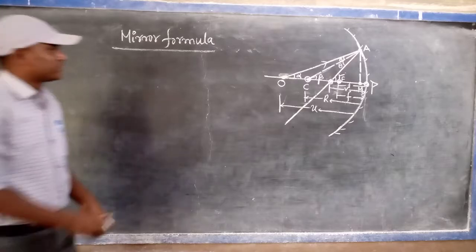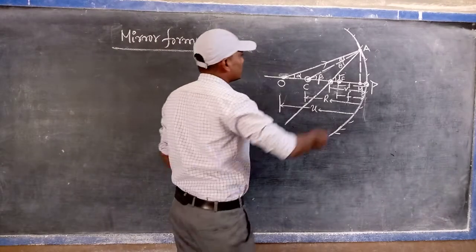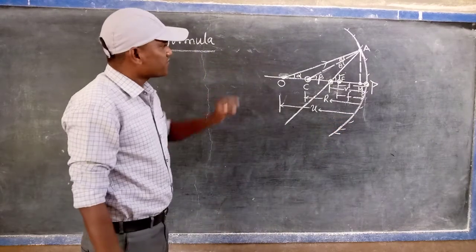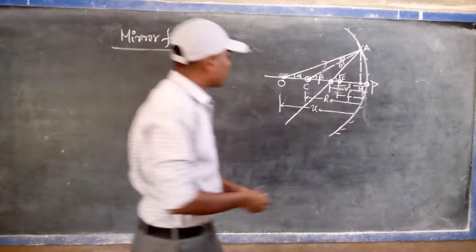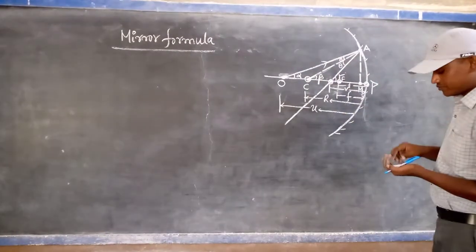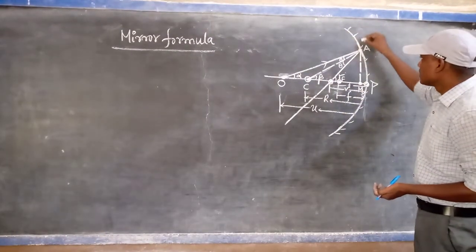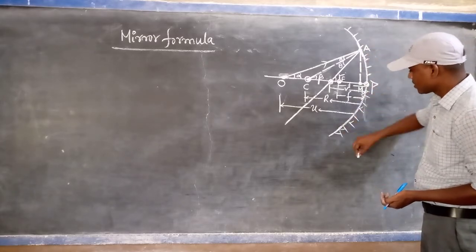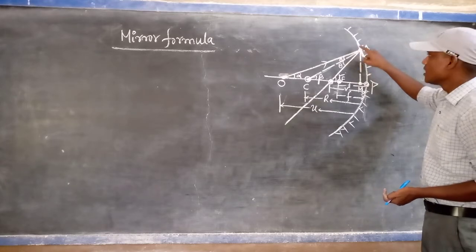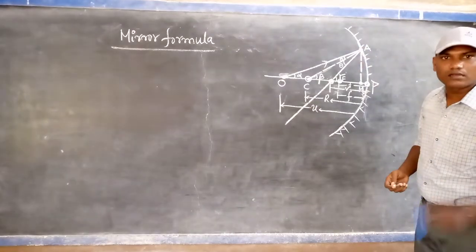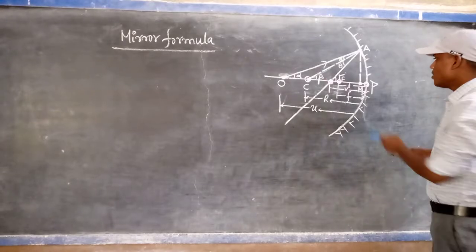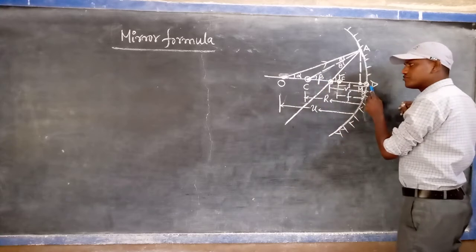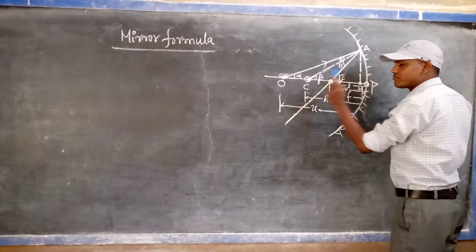So here we are observing that it is a spherical surface. The surface appears like which one? It is a concave. Why? Because the reflecting surface is inward. That mirror we call a concave mirror. Now for the concave mirror, this is the principal axis, this is the pole of the mirror, the principal focus, and the center of curvature.